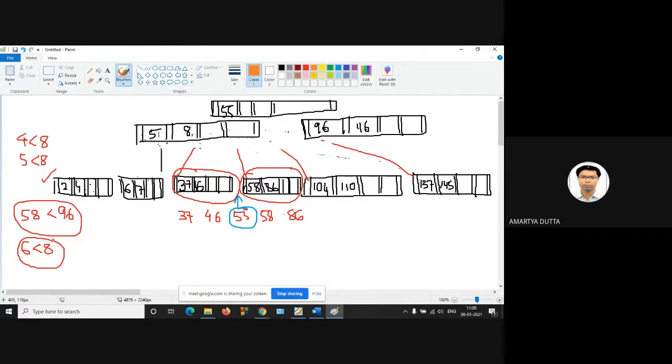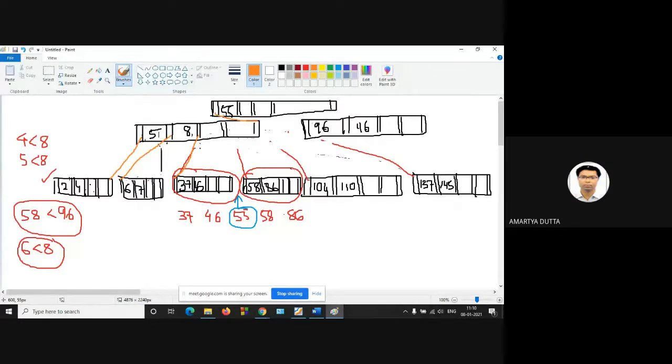Now you have to make a connection. So all the elements here are less than 5. Here all the elements are greater than 5 and less than 8. Here all the elements are greater than 8. Now for 55, there is a connection. Is it visible from 55 to the first node? Yes, sir.